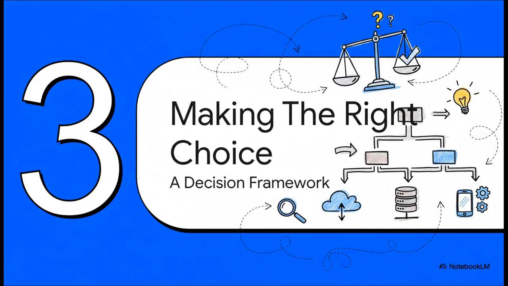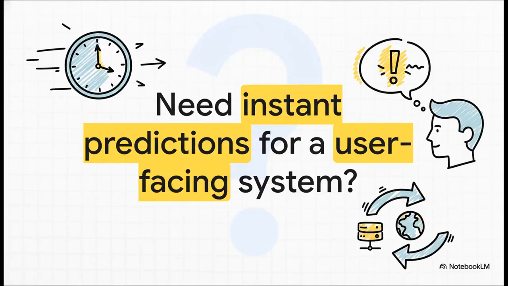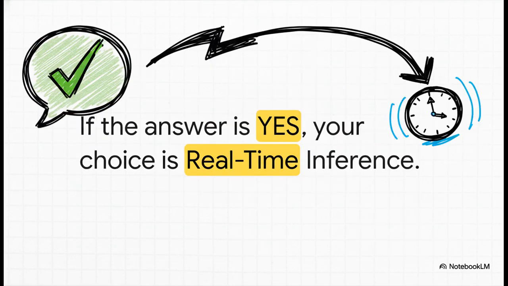Well, let's walk through a super simple but really powerful three-question framework that's going to guide you straight to the right answer. Question number one, and this is the big one, is a human waiting? Is your model part of some interactive experience where a user is literally staring at their screen, expecting an immediate response? If the answer to that is a clear yes, well, your decision is pretty much made for you. User experience is everything here, and that means you absolutely need the sub-second latency that only real-time inference can give you. There's really no other choice.